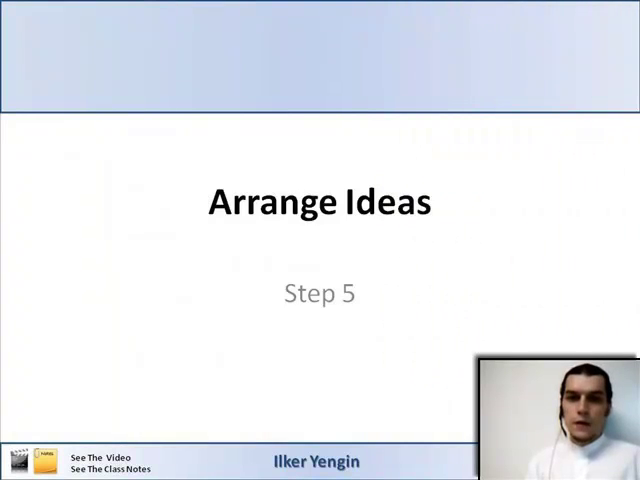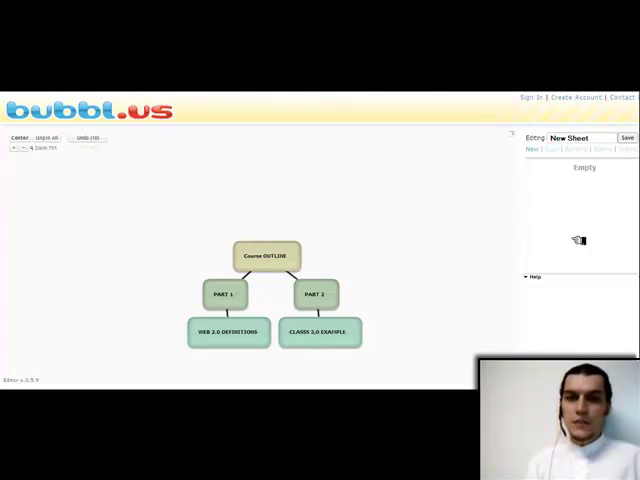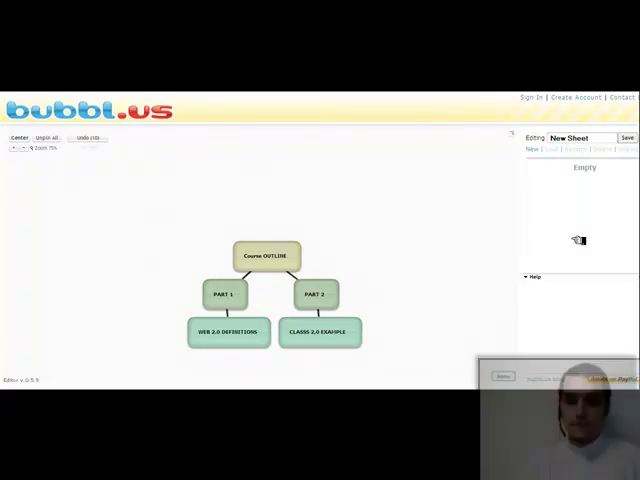Step 5. Arrange ideas. Before publishing any content, you can summarize your class outline and your ideas into a chart so your students can easily follow the class. In order to do that, we will add your outline as a content map into your blog. First of all, we will use the following service: bubble.us.